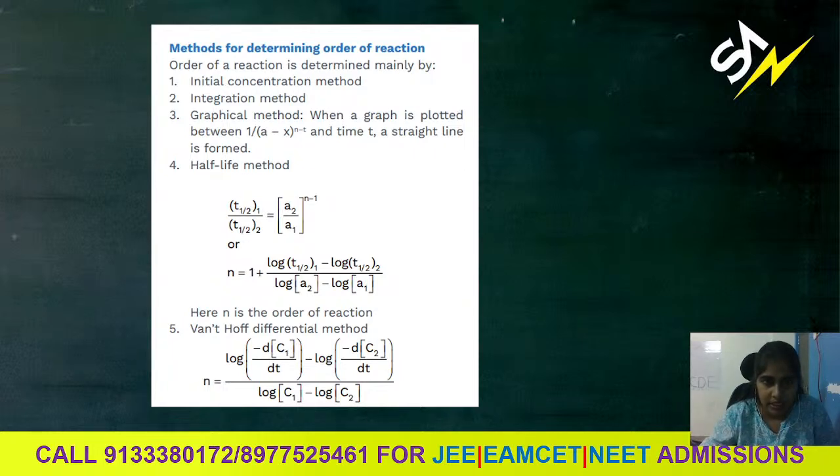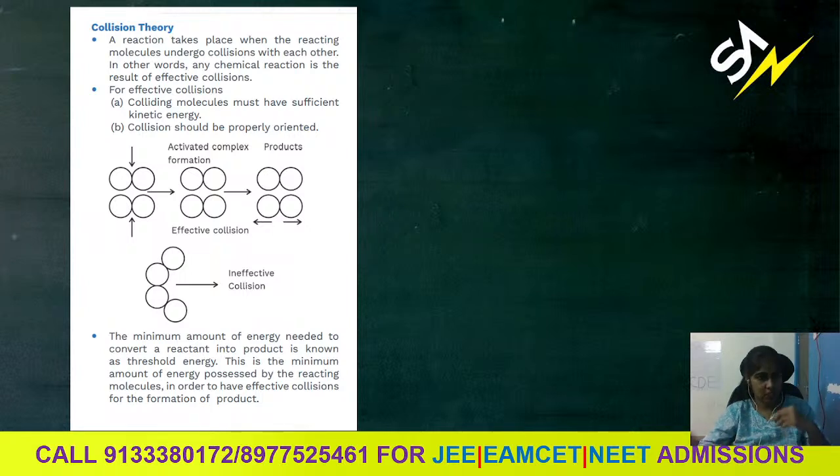In the next topic we'll see what collision theory is. So what is meant by collision theory? For every reaction to happen, to convert a reactant into product, there must be some changes happening in the reactant for converting into a product. So those changes, those collisions, everything are shown in collision theory. Let us see it in detail.